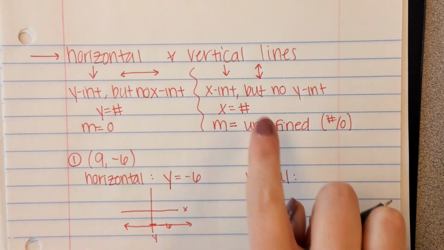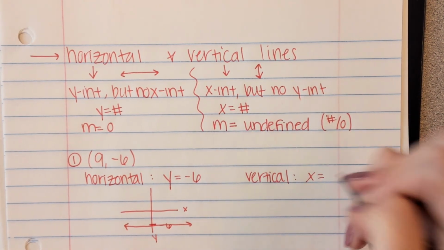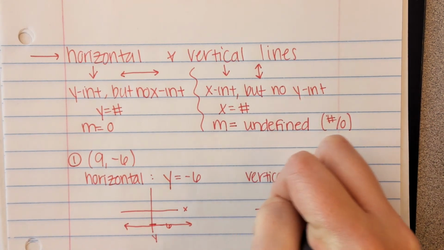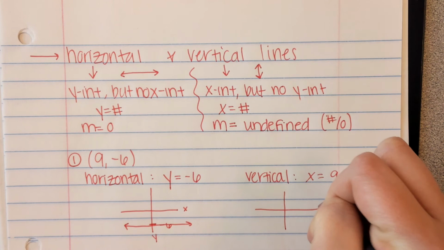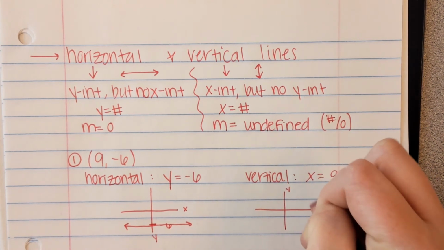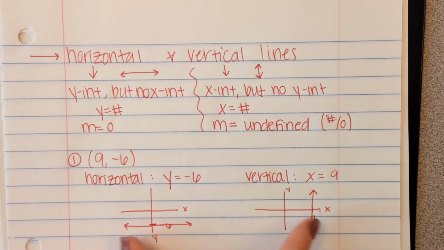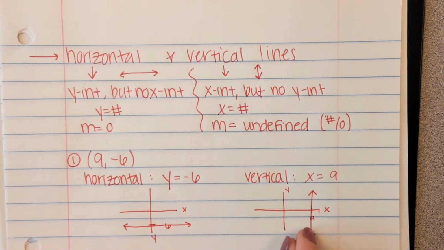Okay, vertical is x equals a number. So what's our x value? 9. And if we were going to plot that on a graph, you would find 9 on the x-axis and go straight up and down. And so if you were graphing these on the same graph, they would meet at the point 9, -6. So somewhere down in here.